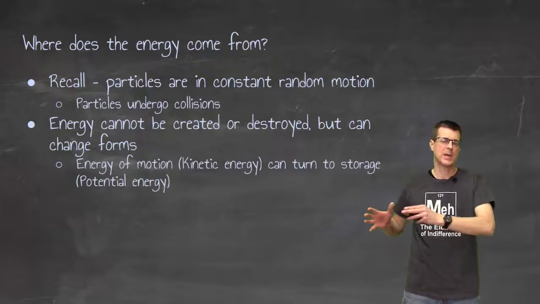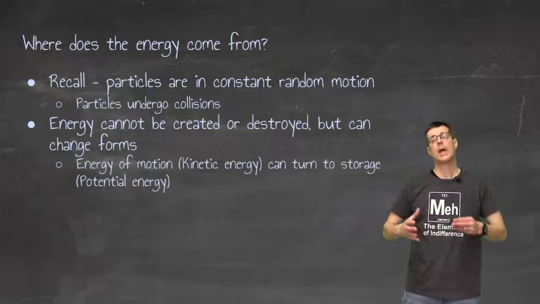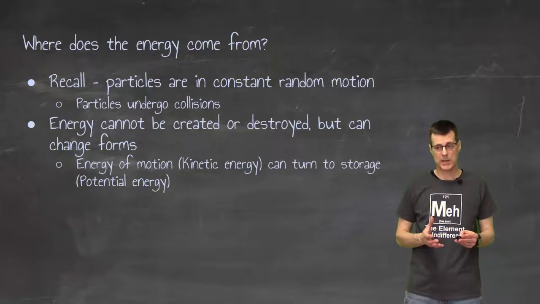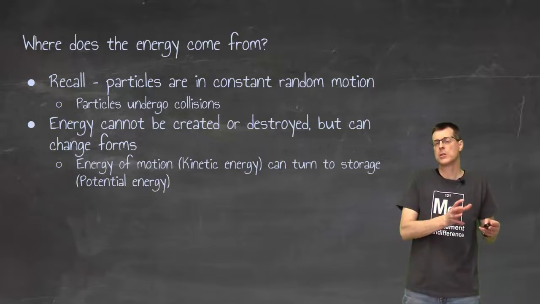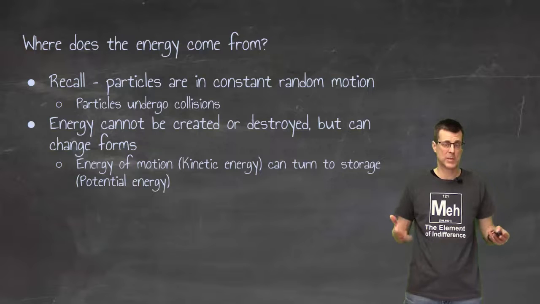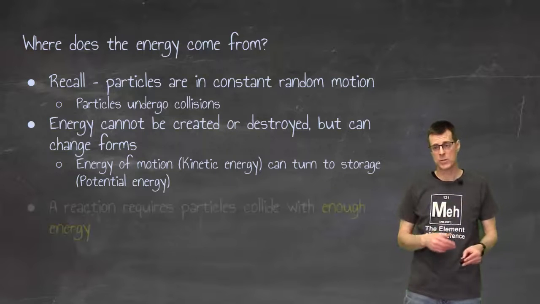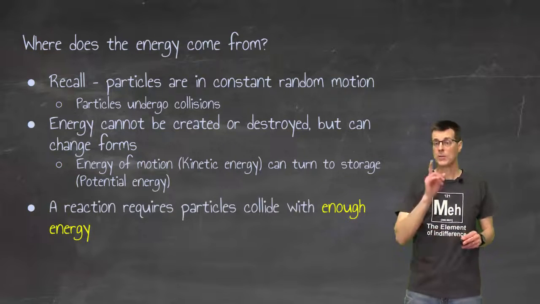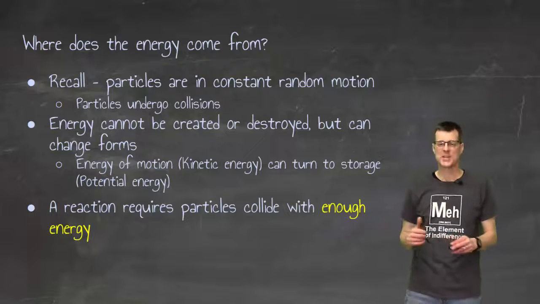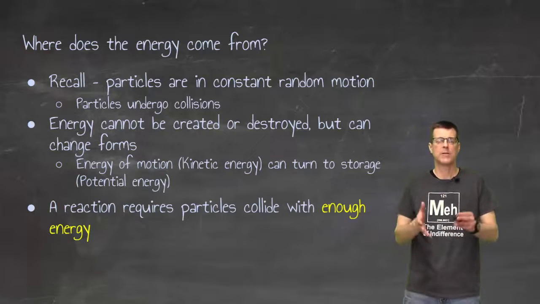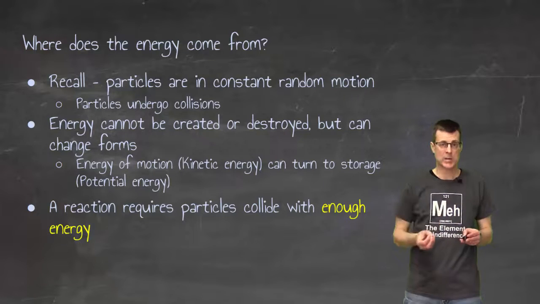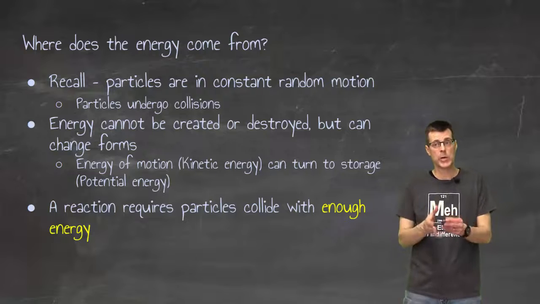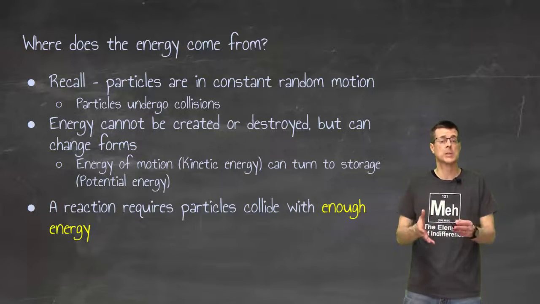If I take a particle that's in motion, that has a certain amount of kinetic energy, I can also turn that energy into a storage energy, which is potential energy, and I can move back and forth between those two. So if I have particles colliding with enough energy, then I can break the bond. Remember, bonds require energy to break. Where does the energy come from? It comes from the collision.